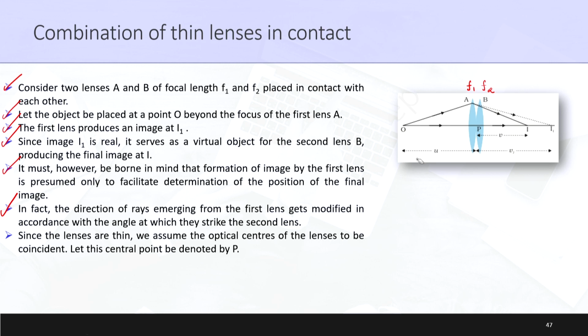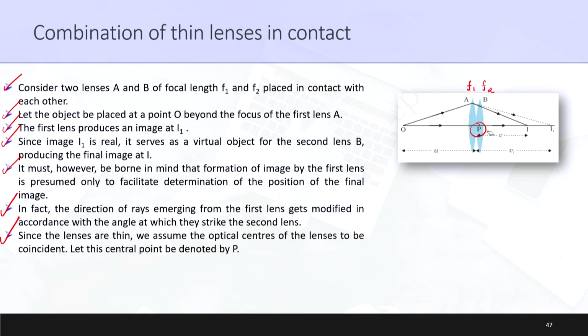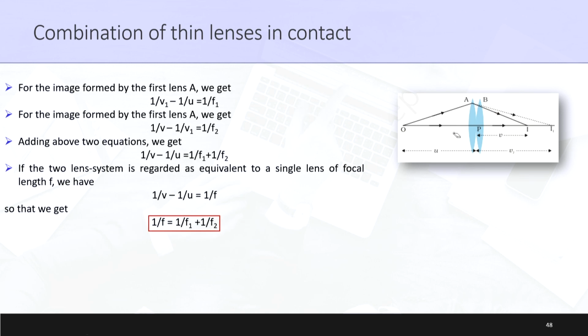Since the lenses are thin, we assume the optical centers of the lenses to be coincident. Let this central point be denoted by P. So what they are saying is that as the distance is very small, the optical center P is assumed to be coincident, as in having the same point for both of these lenses. Okay, so this is denoted by P here. So this is again one denotation being done. Let us move on.